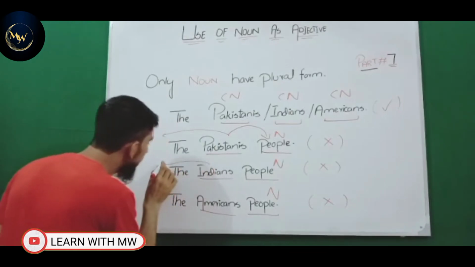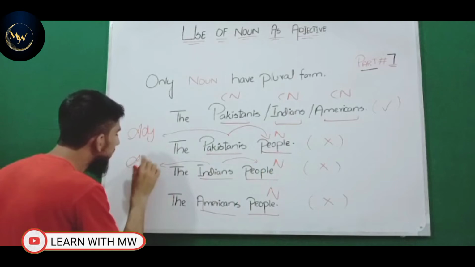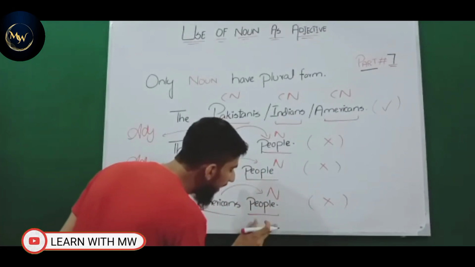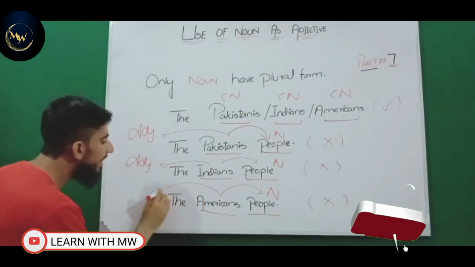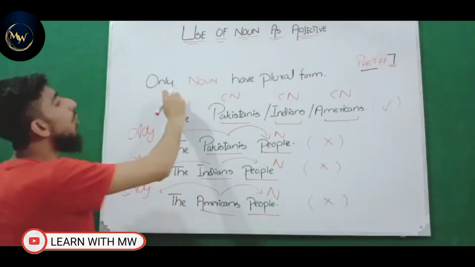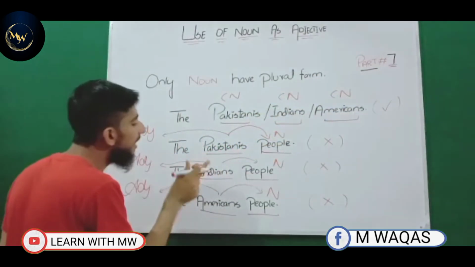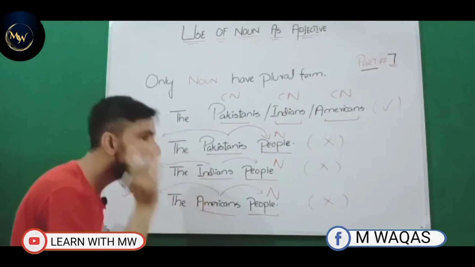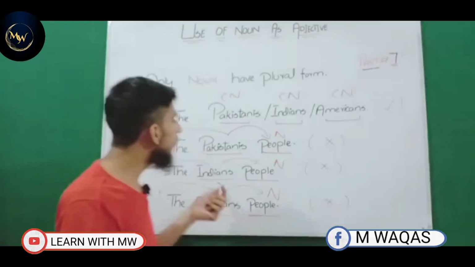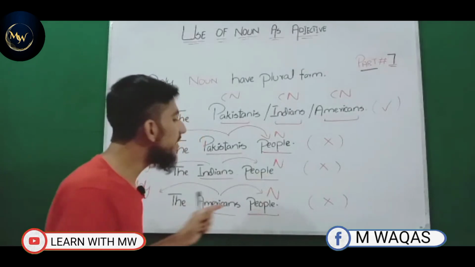The same is the case with "Indians": it is adding meaning to the noun, that's why Indians is an adjective. And the same is the case with "American", which is adding meaning to the noun "people". That's why it is also behaving as an adjective in this sentence. So we have discussed that only nouns have plural form in English grammar. But in this sentence, the Pakistanis, Indians and Americans are behaving as adjectives, and adjectives have no plural form in English grammar. That's why these sentences, "the Pakistanis people", "the Indians people", "the Americans people", are wrong.